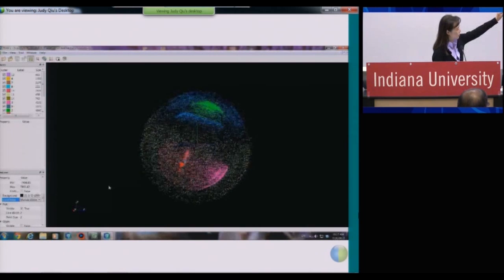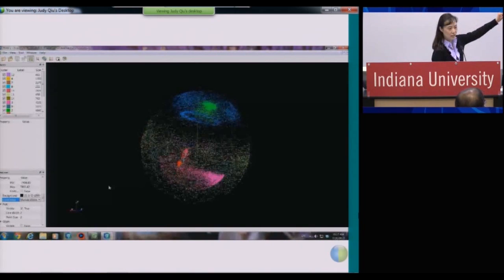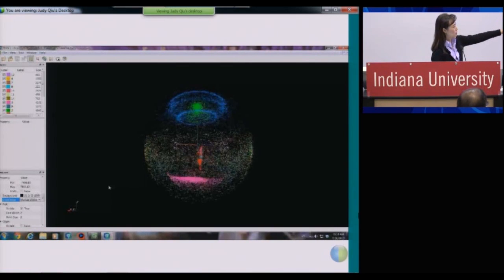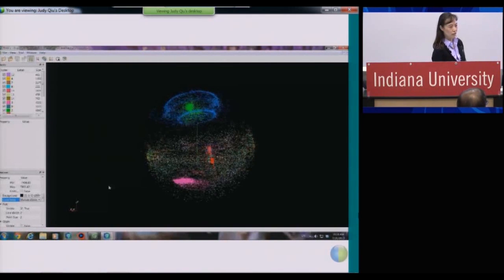You can see that clearly there are some green clusters. There are red clusters. You can see the structures are very distinctive.